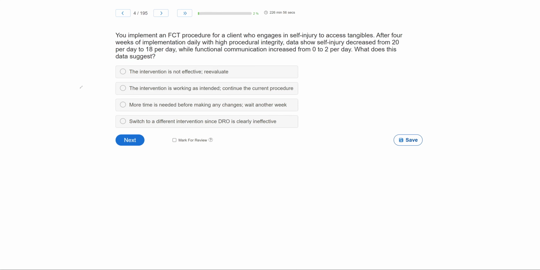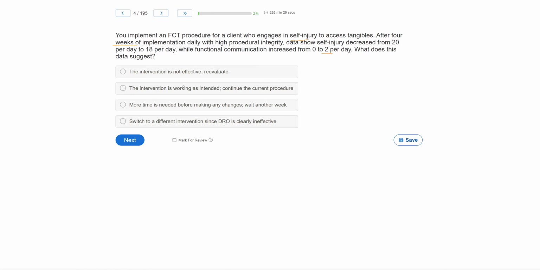Why? Because the task list is there as a guide, but the questions on the exam aren't laid out by task list. It's all combined. In this case, we're looking at intervention for an FCT who engages in self-injury for tangibles. We've gone a month. Self-injuries only decreased from 20 to 18, and we've only gone to 2 instances per day. What is one of our dimensions? Well, we've got to be effective.